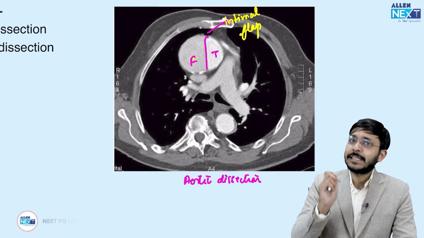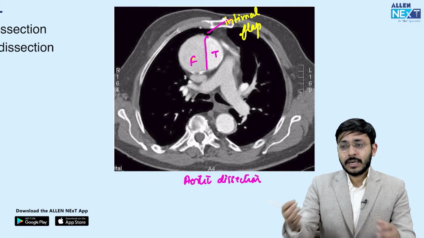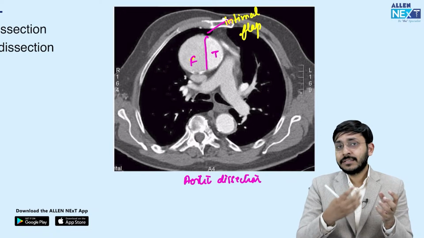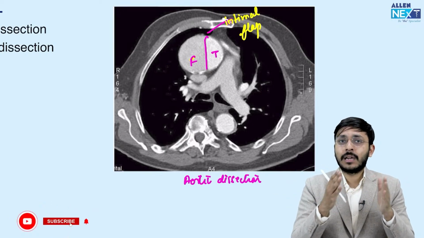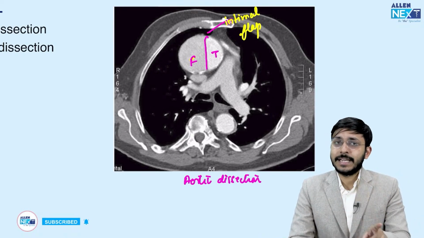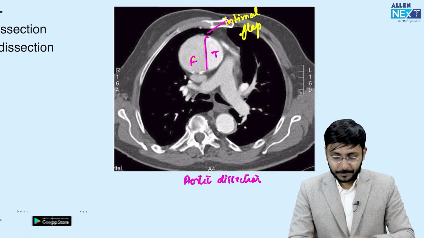Never go by the size of the lumen. So false lumen can be large because continuous blood is flowing through it and no blood is coming out of it. So the blood keeps on accumulating and it enlarges in size. So never go by the size. See the contrast density in both the lumens.